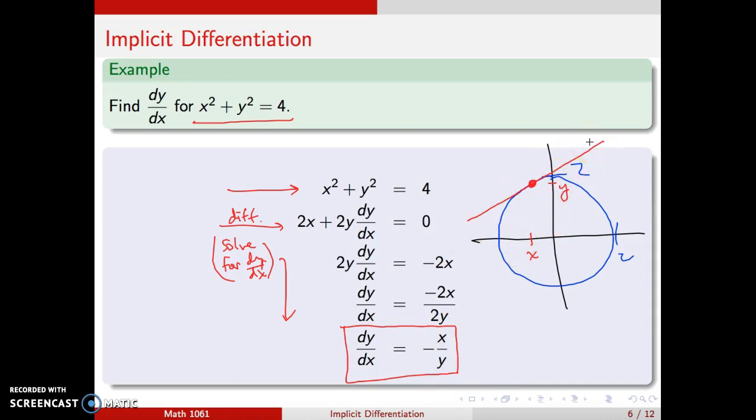Hopefully we buy that. As we get closer and closer to x being 0, I get closer and closer to a horizontal line, which should have slope 0. That's reflected there. As I get closer and closer to y equals 0, out here or out here, I get closer to a vertical line, which should have undefined slope, which is reflected in that result. So this gives us a method for finding how one variable is changing with respect to the other. And usually we're going to have both variables involved in that description.